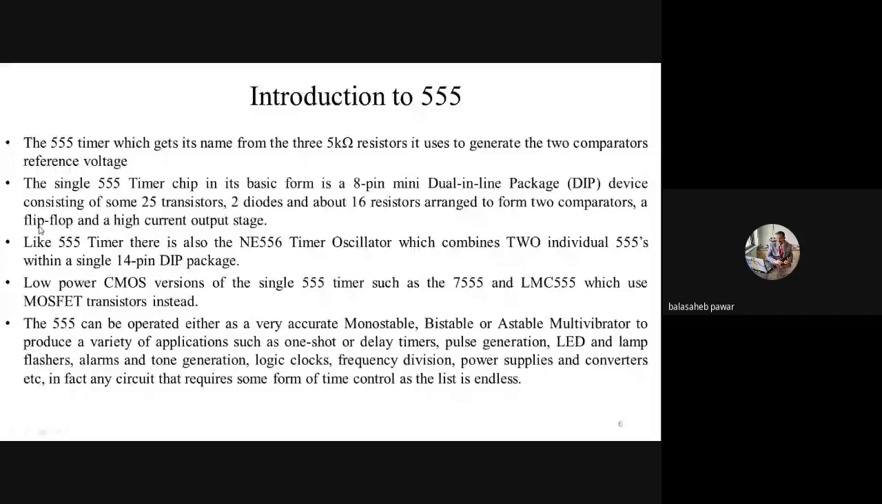Okay. Similar to the IC 555, in the market another timer oscillator IC is also available, and that is known as NE556. Okay, you just note down these numbers and you can search their data sheets and just go through it. Okay.